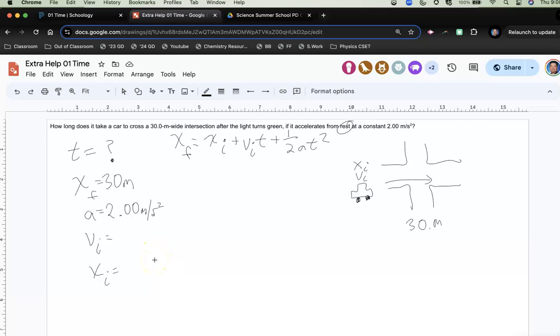Carlos, VI. What could VI be in our physics problem? What do you think? Or what does it mean, first of all? Aaliyah, help us out. What's VI mean again? Initial velocity. Write that down. VI is initial velocity. That's the speed at the beginning of the problem. The speed. So it's 0. Good job. Can you give us xi as well? Also 0. How many of you were also thinking that? VI is 0, xi is 0.